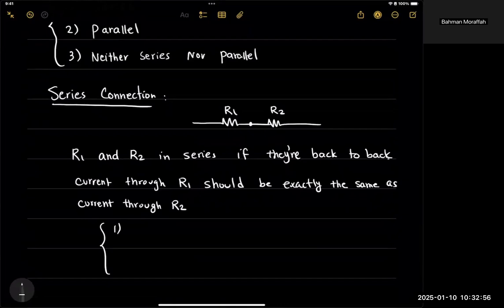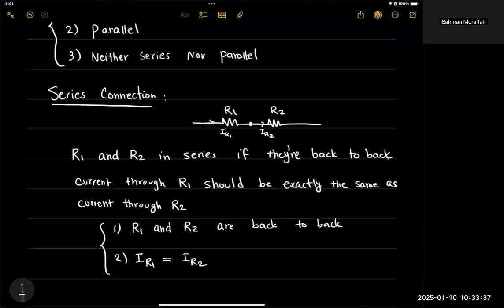So to summarize, we have to check two conditions. The first condition is R1 and R2 are back to back. The second condition is the current through R1 is exactly the same as the current through R2. So if I call this I of R1, this I of R2, they should be exactly the same. How about the voltages across R1 and R2? Are they supposed to be the same? The answer is no. Voltage across R1 and R2 are different.